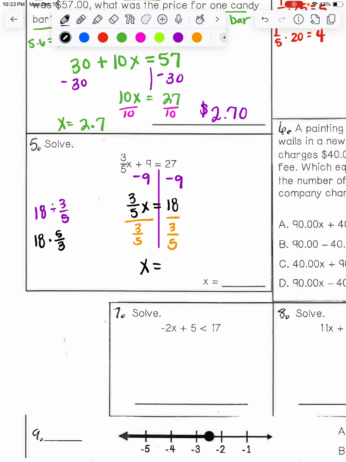I'm going to reduce first. We talked about that in class as well. Like 18, I can reduce this, the 18 and the 3. 3 will go into 18 6 times. So really, I'm just doing 6 times 5. The answer is 30. That's number 5.